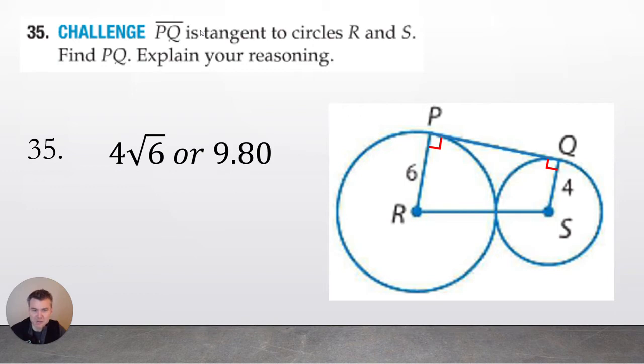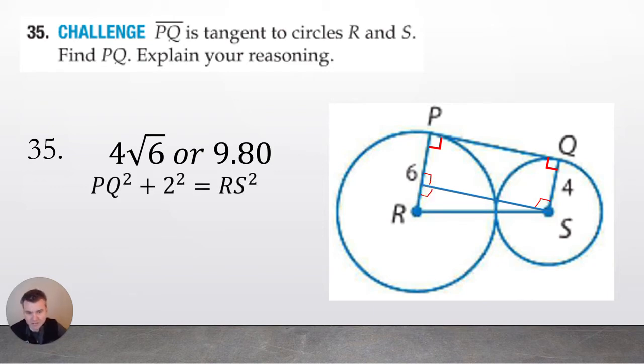First, we know that PQ is tangent to both circles. So I can look at that motion. I can draw a parallel line right here such that this would still be a 90-degree angle. This would be a 90-degree angle, okay? And this would be a 90-degree angle. So now let's look at this information.